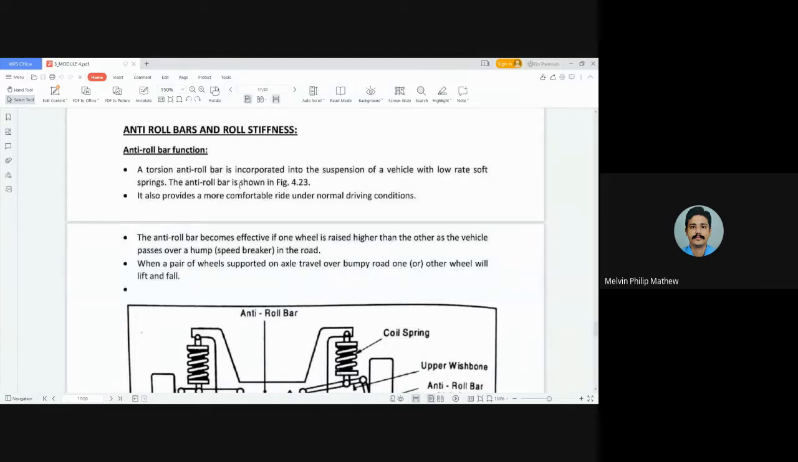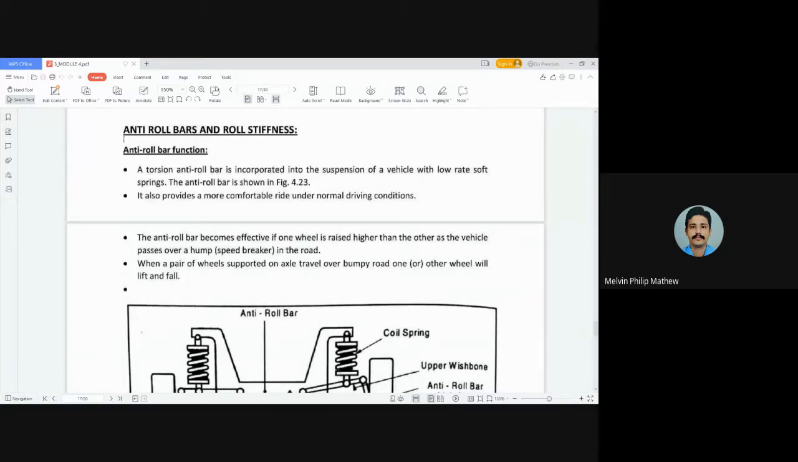Rolling occurs when the vehicle takes a curve, and while taking the curve, the centrifugal force acts towards the outside of the curve, and then in effect the body turns. That is how the body rolls. To reduce rolling, we are using anti-roll bars. It never prevents it, but it reduces the rolling action that occurs naturally in a vehicle.